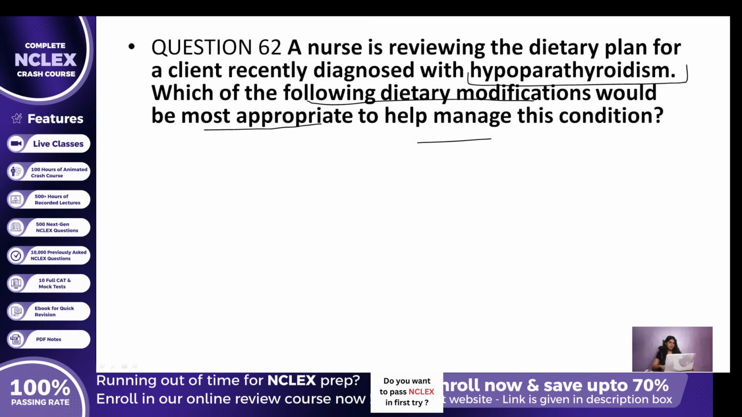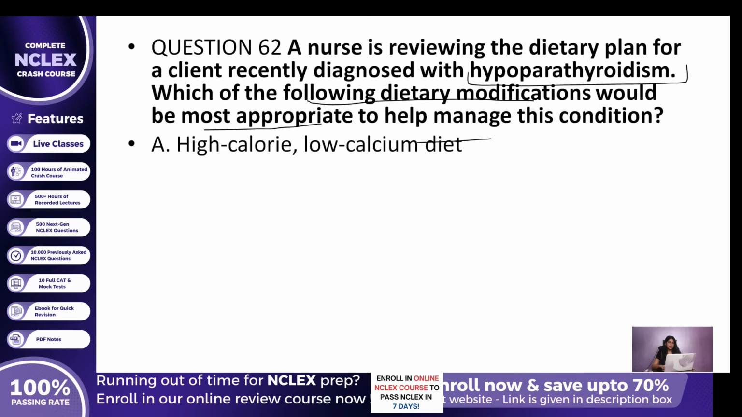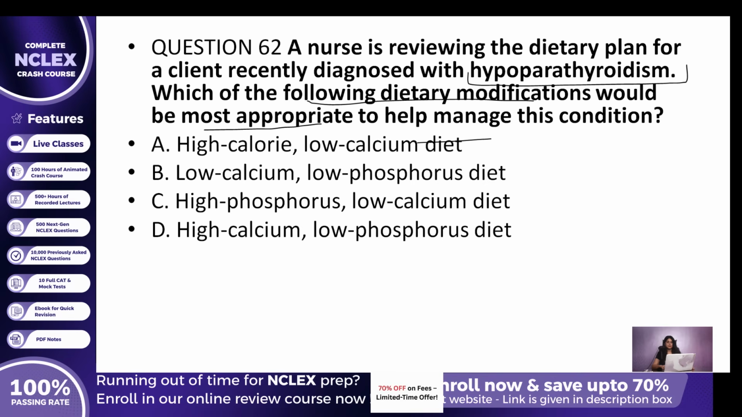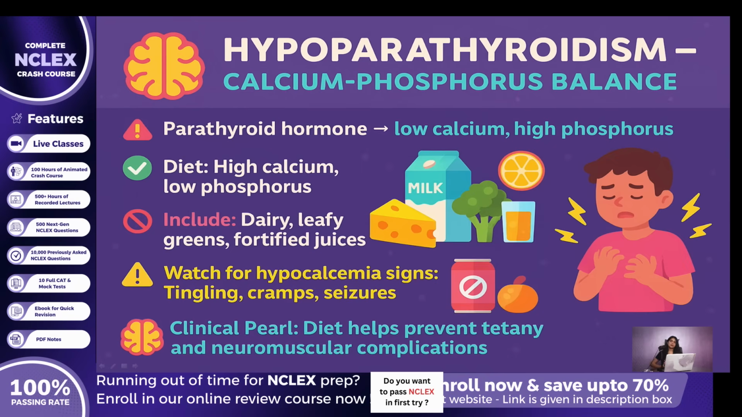The options are A. High-calorie, low-calcium diet, B. Low-calcium, low-phosphorus diet, C. High-phosphorus, low-calcium diet, D. High-calcium, low-phosphorus diet. The correct answer is option D. High-calcium, low-phosphorus diet. Hypoparathyroidism results in decreased parathyroid hormone, leading to low calcium and high phosphorus levels.